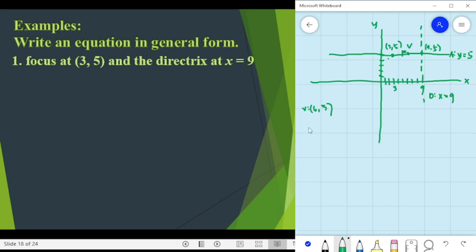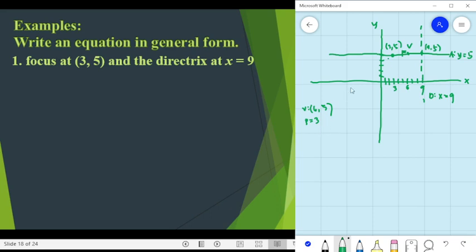Okay, and since we want the distance from the focus to the directrix, you have to count how many units. Your counting goes from 6 to 7, 7 to 8, 8 to 9. So therefore it should be 1, 2, 3. So your P there is 3. From the focus to the vertex, we have 1, 2, 3, so it is P units. Therefore, the distance from vertex to focus is equal to 3.